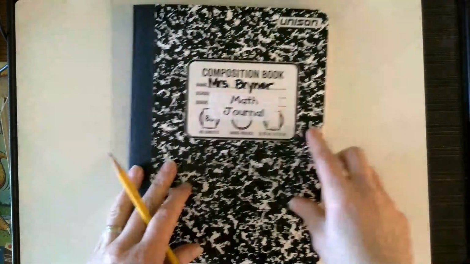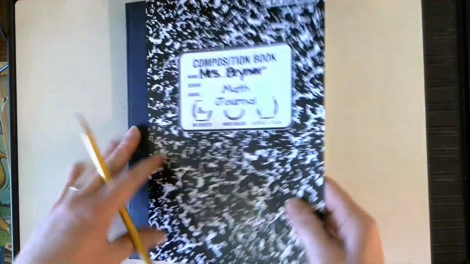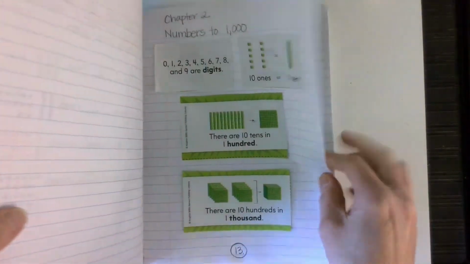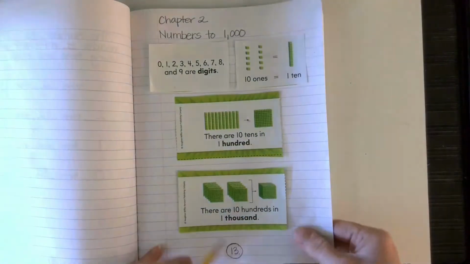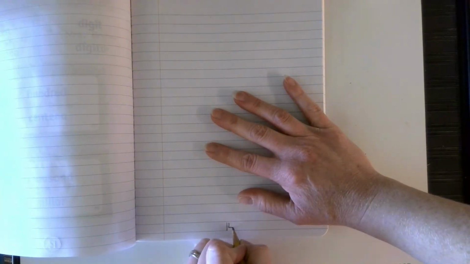Hello everyone. Today you need to get out your math journal and we are going to turn to page 14. We did 13 yesterday, so we are on page 14. Okay, put a 14 at the bottom. Alright. Then we're going to write down some hundreds, tens, and ones.